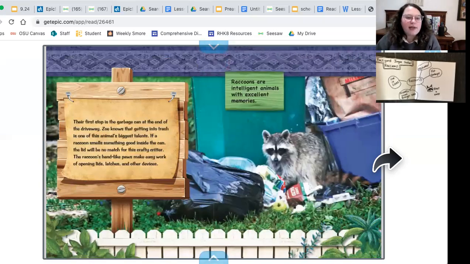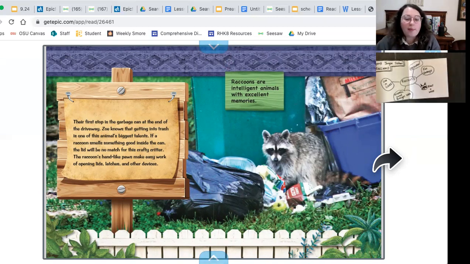The first stop is the garbage can at the end of the driveway. Zoe knows that getting into trash is one of the animal's biggest talents. So we have that on our map already, on our web, sorry. If a raccoon smells something good inside the can, the lid will be no match for this crafty critter. The raccoon's hand-like paws make easy work of opening lids, latches, and other devices. Raccoons are intelligent animals with excellent memories. Did you know that? Is that something you want to add to your web?